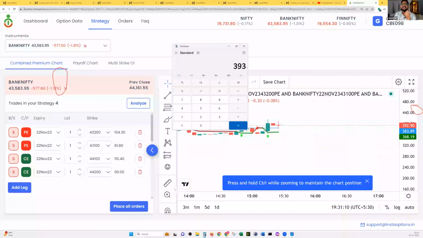Come on, guys, I may take some time, because I want you guys to understand it and then do it. Because option selling is not like the early days. It is getting very, very tough.